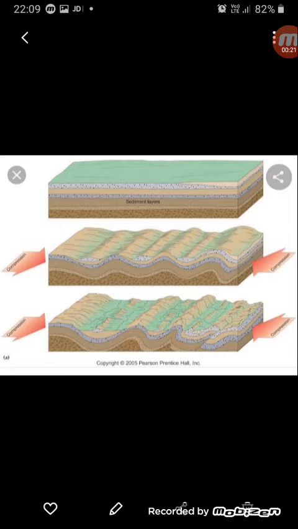Now, here in this picture, you can see the three layers of the earth. They have been shown in sequential order. The first one on top shows the layers of the earth in the first position. That is, the layers of the earth are in a straight position over here. No forces or no pressure has taken place here.